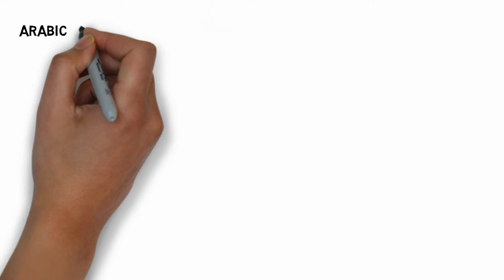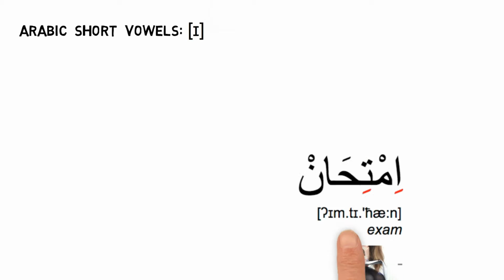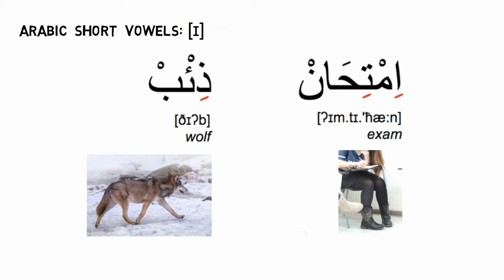Next, we'll go to short I, as in imtihan or dhi'b. This vowel is basically the same as English's I vowel, as in sit, and it uses the same symbol that IPA uses for that sound in English. It's a small capital I. Now be aware, you will hear some speakers with a higher or lower tongue position from that. So you may hear dhi'b or dhi'b from time to time. But if you stick with I as in sit, you should sound fairly neutral.